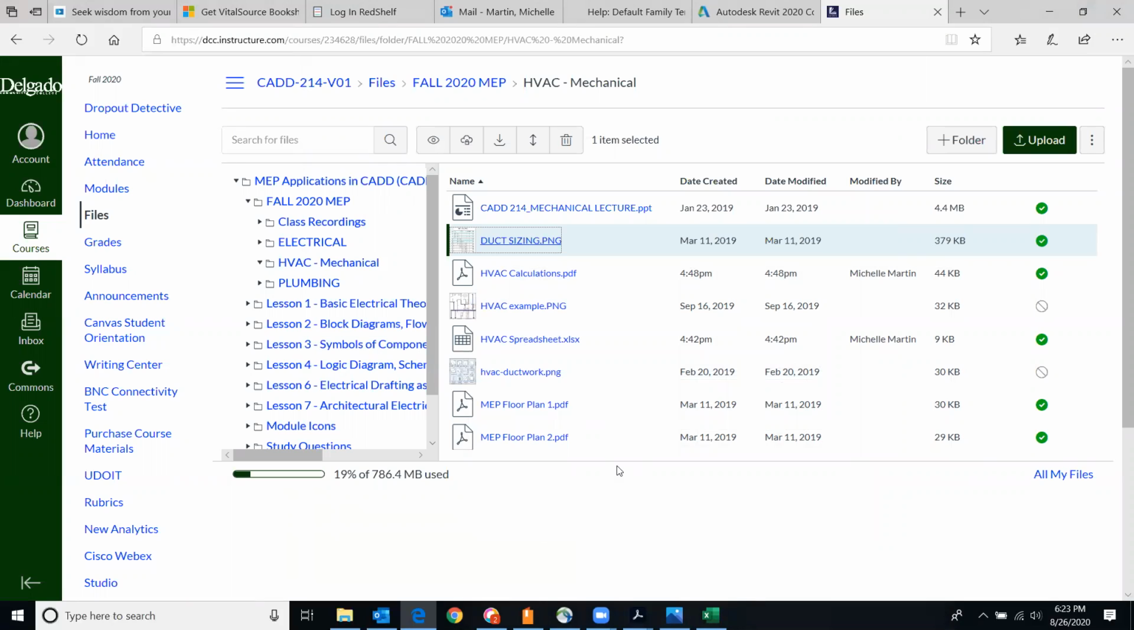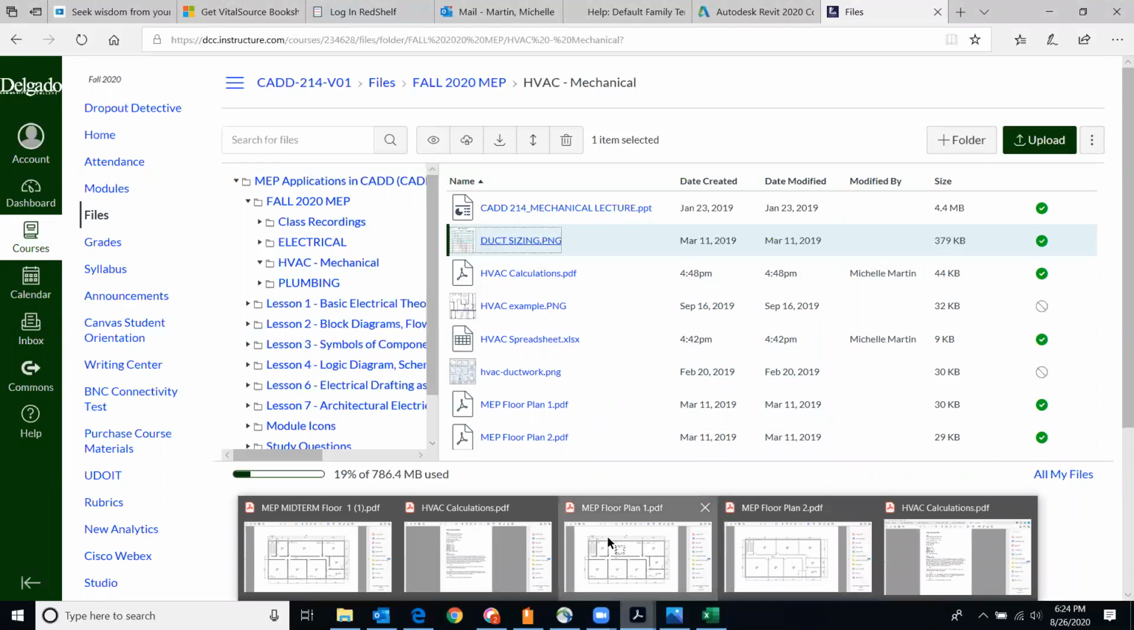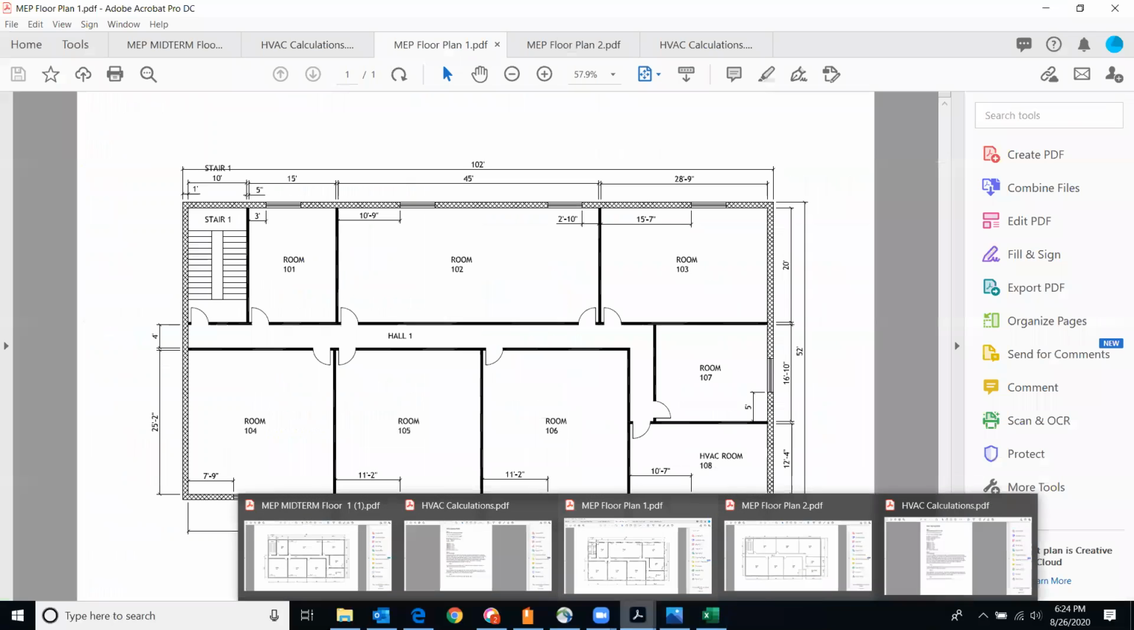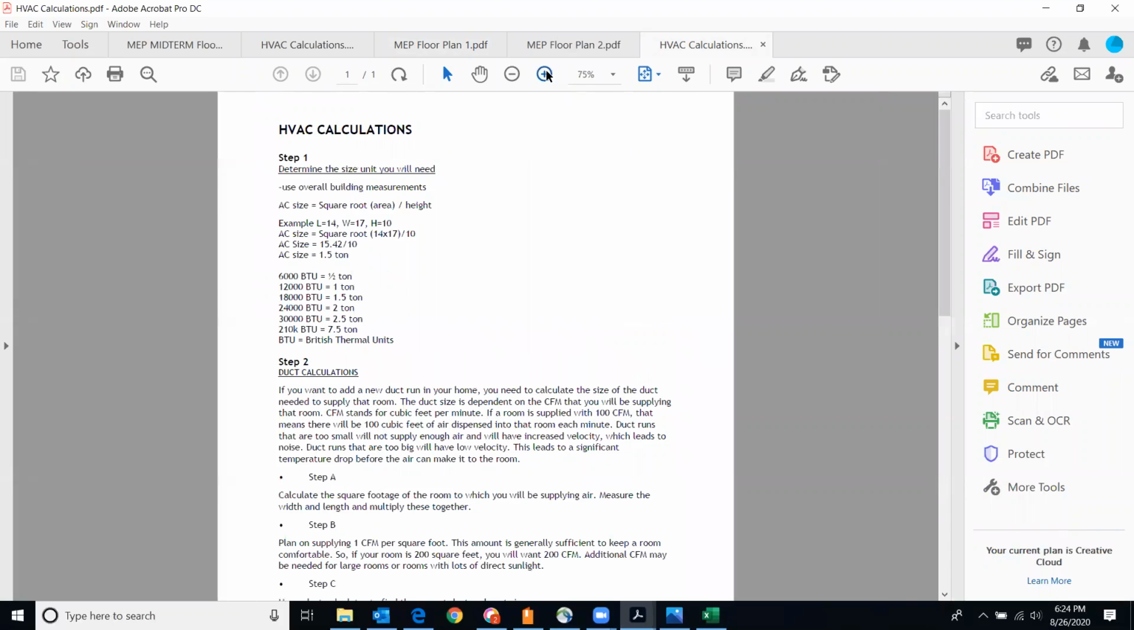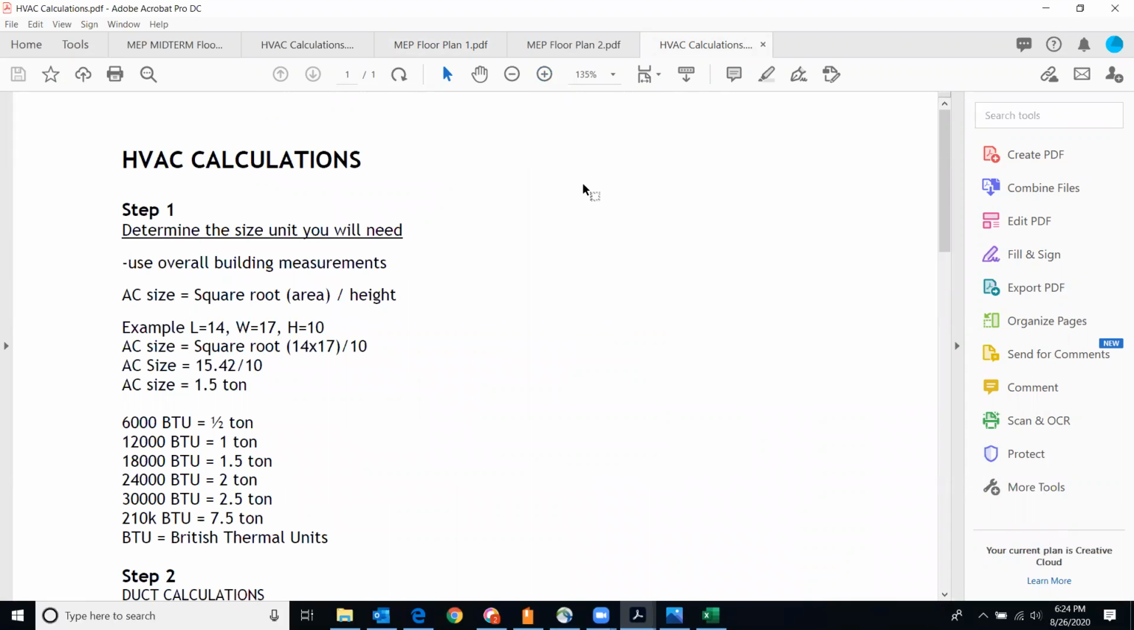So what are we going to do with all this stuff? Well, in order to actually get your correct measurements and calculations and loads, we need to take a look at the floor plan. We'll go ahead and just look at the first one. And we also want to take a look at the HVAC calculations. Now, in order to get the proper unit that we need for our building, we need to calculate how big the building is, and that will allow us to determine what size unit we need to get in order to properly air condition our building.